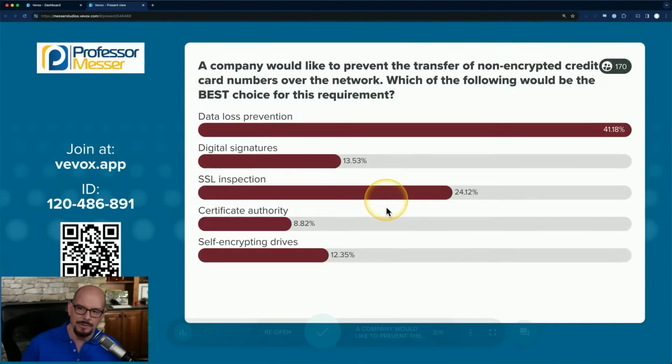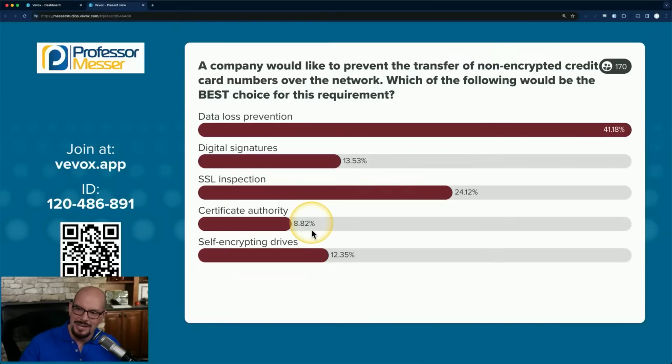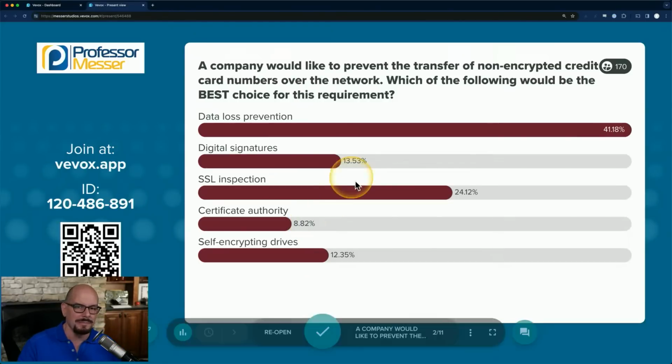And let's see how you voted on this one. 41% of you say data loss prevention. 24% of you, almost a quarter, say SSL inspection. 13% say digital signatures. 12% say self-encrypting drives. And 8% say certificate authority. We've got quite a mix on all of these. The plurality of you, not quite a majority, but quite a few of you, 41% say data loss prevention.